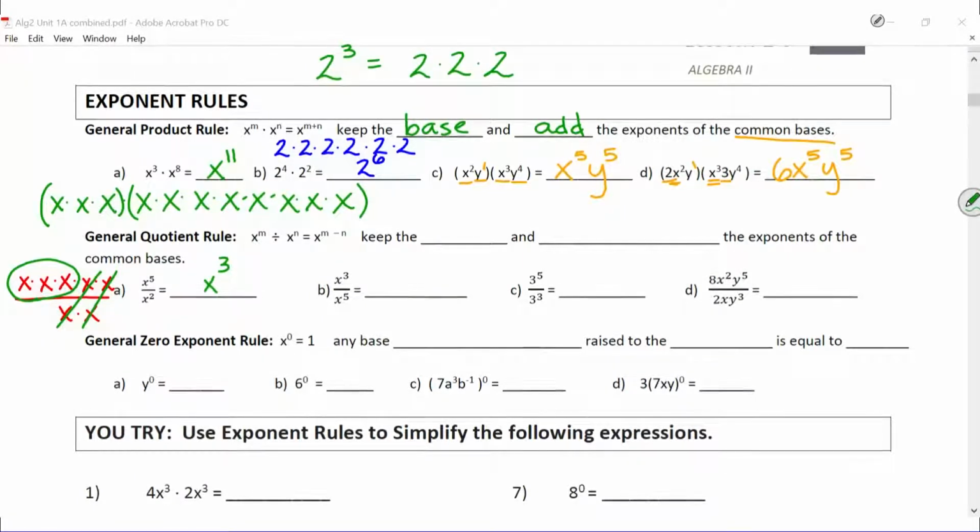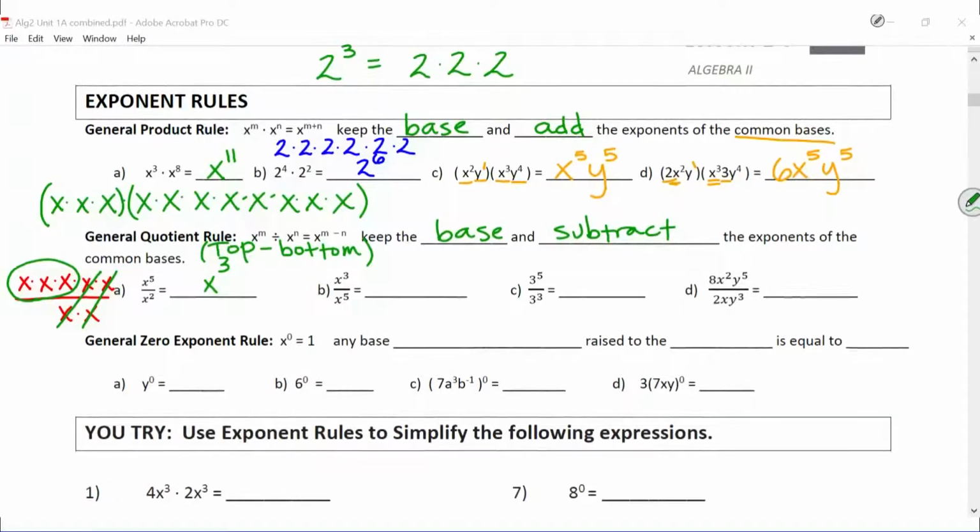So in general, you will keep the base just like before, but now you will subtract the exponents of the common bases. Again, common bases are important, but we will now subtract. And the one thing I'll add to this is that it's top minus bottom. Just like here, 5 minus 2, it's top minus bottom.